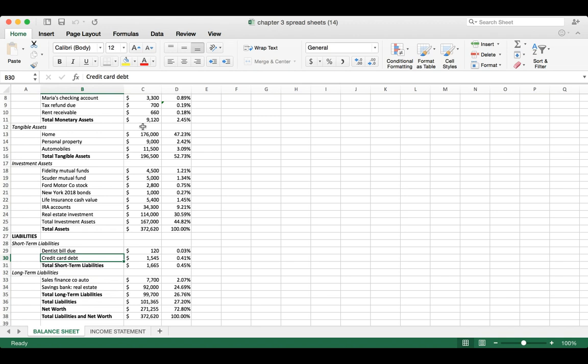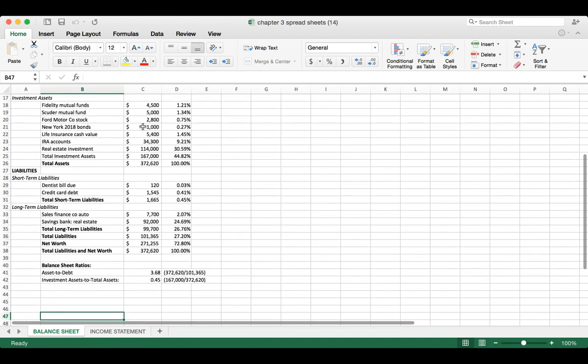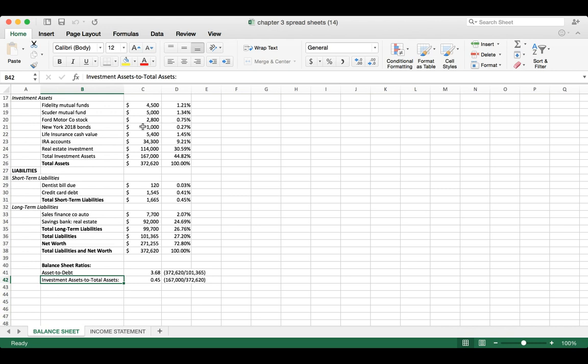That's the unique thing about a balance sheet. You can do a balance sheet today, and it's going to show a set of numbers, and in a week from now, it'll be totally different. So keep in mind that a balance sheet is just a snapshot of what your net worth is at that particular point in time.